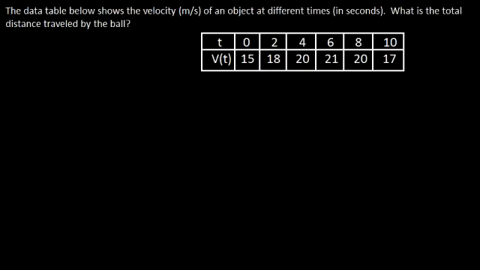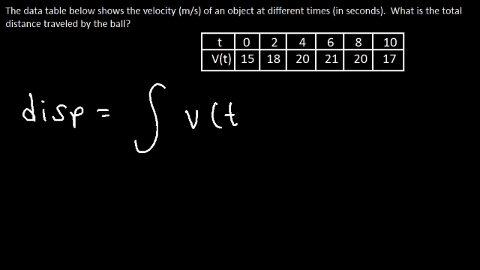Let's try this problem. The data table below shows the velocity of an object at different times. What is the total distance traveled by the ball? The displacement traveled by the ball is equal to the integral of the velocity function from a to b. In this case, from 0 to 10.